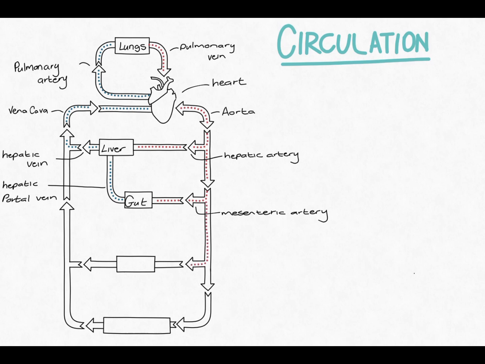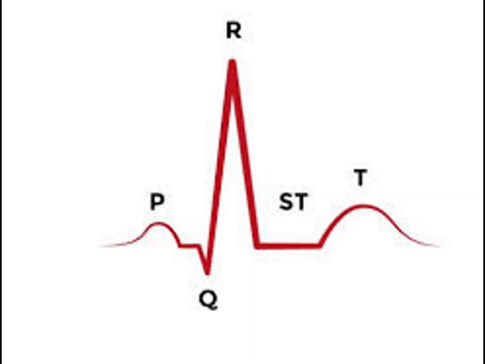Then, oxygenated blood can also flow through the renal artery, and this is towards the kidneys. Deoxygenated blood from the kidneys can then flow through the renal vein back towards the heart. The rest of the blood will then go to other organs in the body. Let's now look at some heart activity.